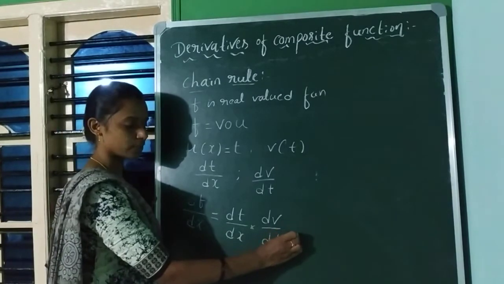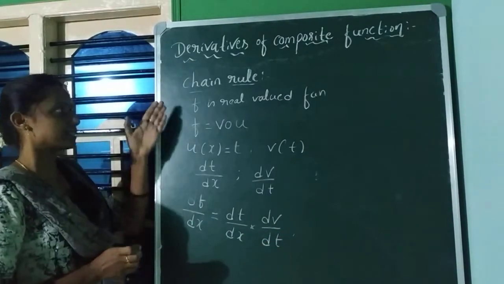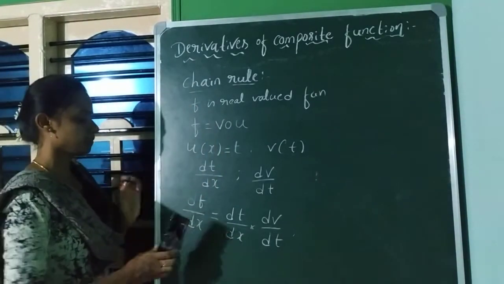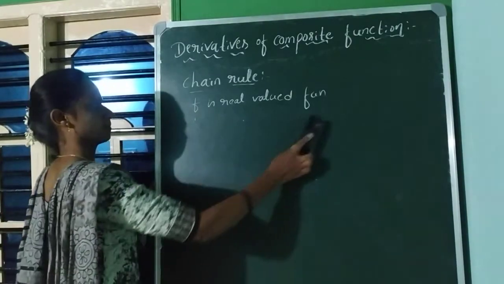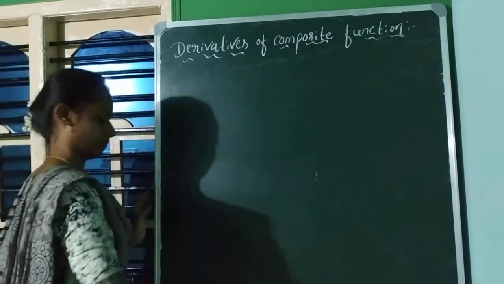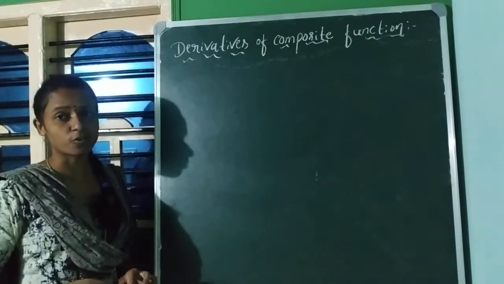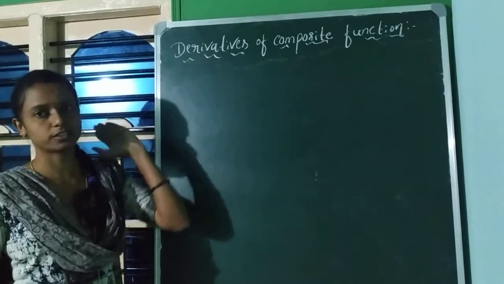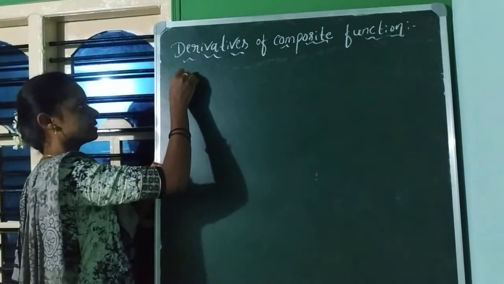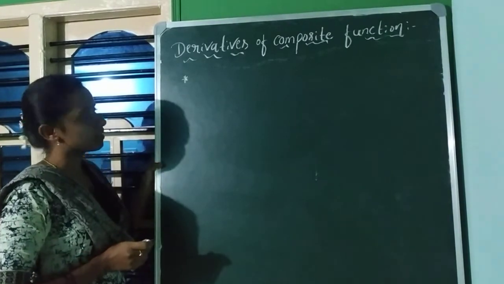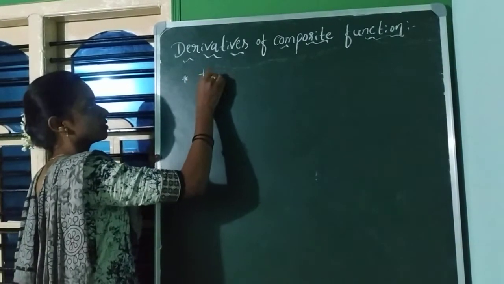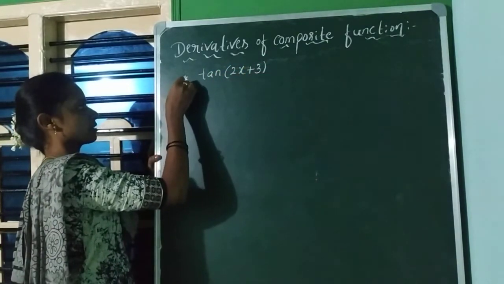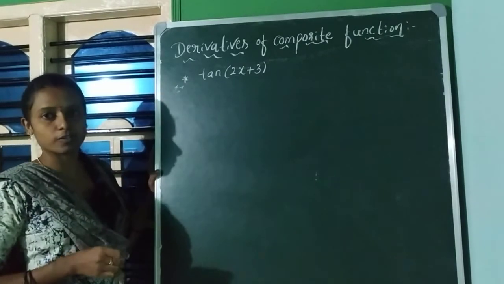Okay, so I'll take one simple example and you will come to know how exactly this chain rule is applied. A composite function is a combination of two functions, and for such a composite function we are going to apply the chain rule. So here, they'll ask a question like: find the derivative of tan of 2x plus 3. This is an important, repeated question. It's a 1 mark question.